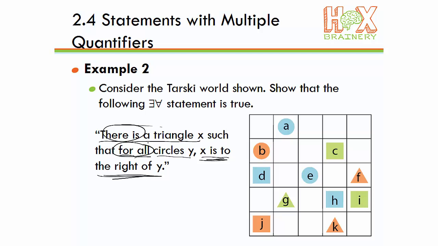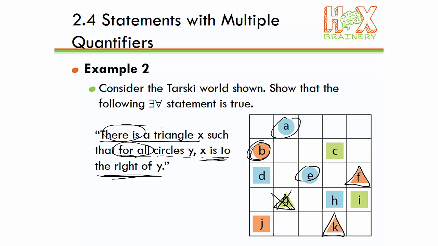Okay, so we have to pick out one triangle X that's going to be to the right of all the circles Y. So let's see where we have a circle. Circle here, circle here, circle here. So this triangle is not going to work because it's only to the right of circle B. It's not to the right of circle A or E. Can't use that one. This triangle, though, that will work because that's to the right of all the circles. And so will this one. That's also to the right of all the circles.